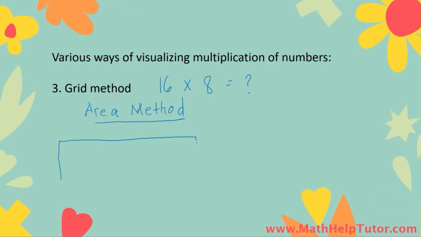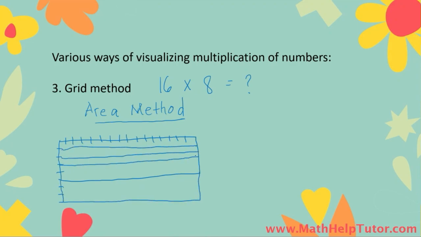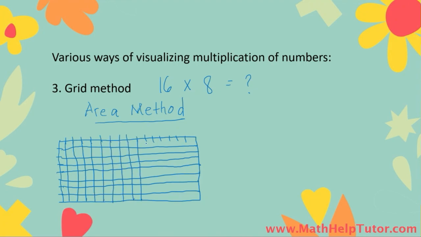So let me just draw a rectangle here, which is 16 squares long and 8 squares high. So you can see that doing the area method when multiplying numbers can really take a long time, especially if you are multiplying large numbers. Okay, just a little bit more and we're done.